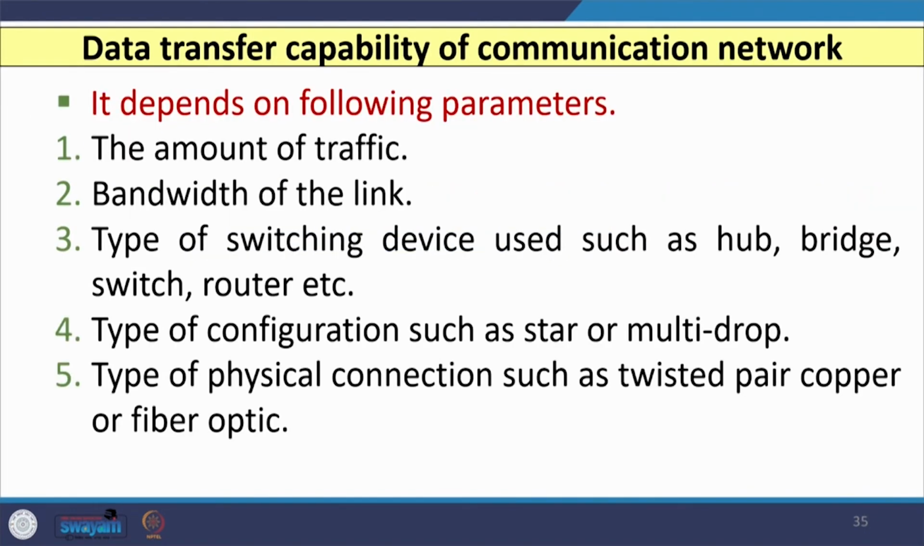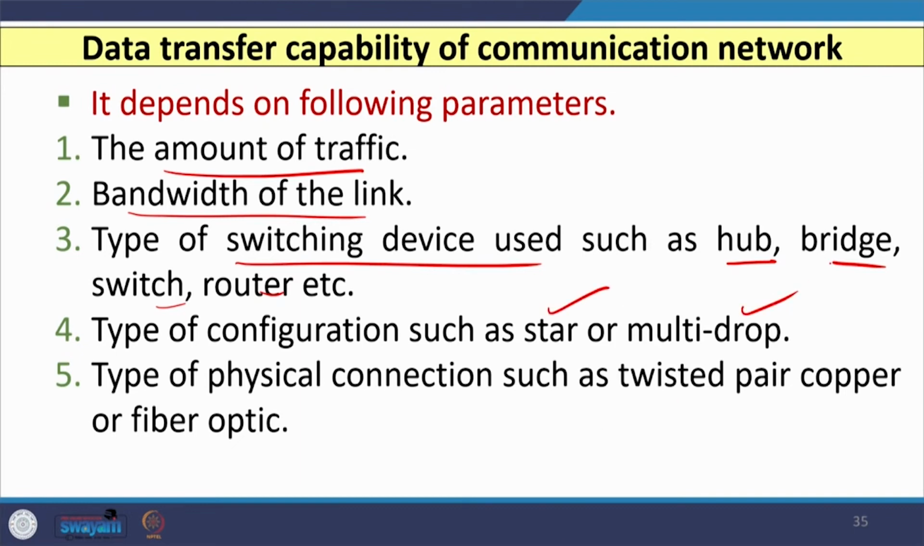Now, the question is the data transfer capability in a communication network. The data transfer capability of a communication network depends on several parameters, and some of the important parameters are the amount of traffic, the bandwidth of the link or medium, the types of switching device used, for example the hub, bridge, switch and router, the type of configuration we are using, let us say star configuration or multi drop configuration, and the type of physical connection we are using, whether twisted pair copper or fiber optic.